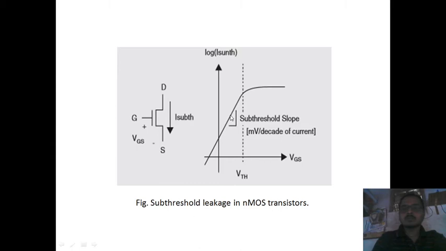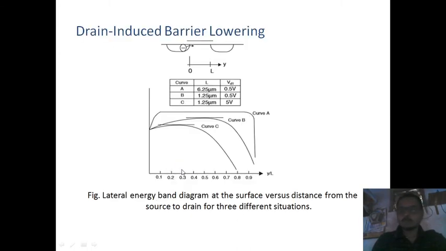Actually this is the VTH. Generally the curve starts from here, from linear, and goes to saturation, but it starts below the threshold voltage due to the subthreshold leakage current. This is the subthreshold leakage current for an NMOS transistor.